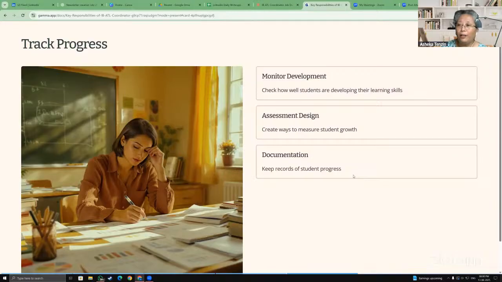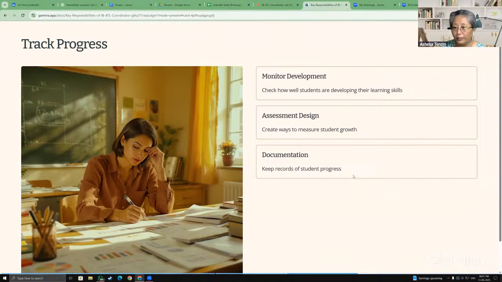After you have created your progression chart and put in your mapping document, you also need to track the progress of the students in the skills that you are teaching. So how are you going to do that? You have to monitor the development of the skills. You have to check how well students are developing their learning skills. So maybe you need to produce reflection sheets or a rubric that will help the student to self-assess in developing a particular skill.